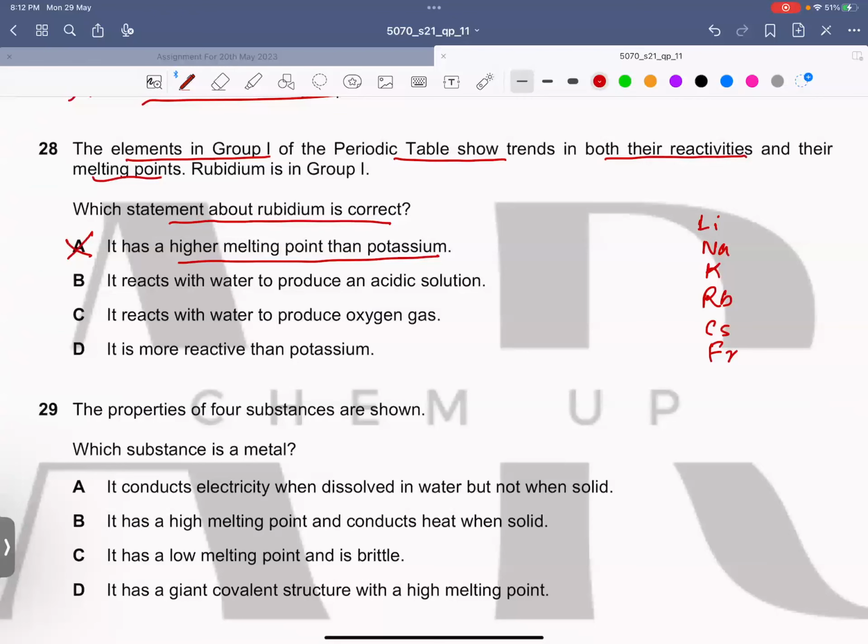It reacts with water to produce an acidic solution. No, group 1 metals always form an alkali. They form metal hydroxide when they dissolve in water, so B goes wrong. It reacts with water to produce oxygen gas. No, hydrogen gas is formed, not oxygen gas, so C goes wrong as well. It means your D statement is correct.